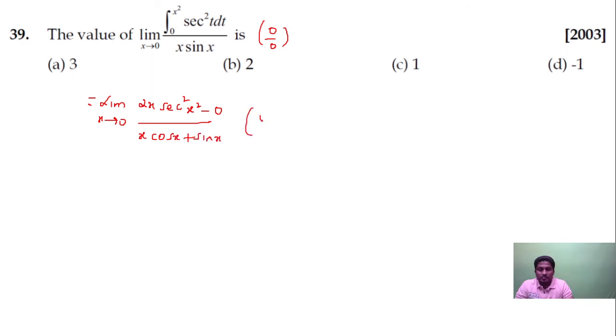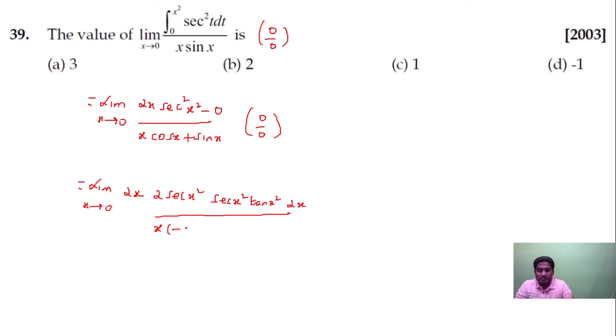Again you get 0 by 0 form. Let us use L'Hopital's rule. The first function is 2x. Differentiation of sec square x square will be 2 sec x square into tan x square, and differentiation of x square is 2x. First function is x, differentiation of cos is minus sine, plus second function is cos, differentiation of x is 1, and differentiation of sine is cos.